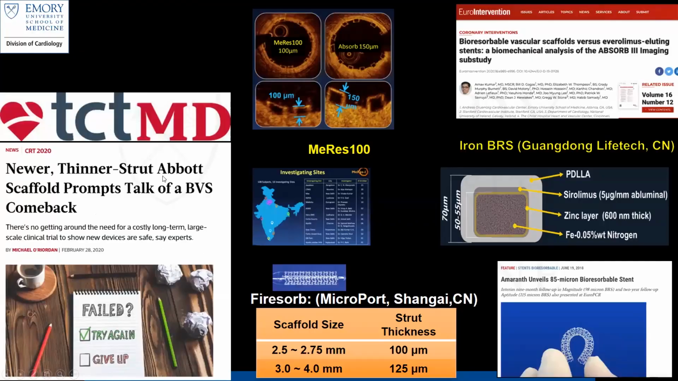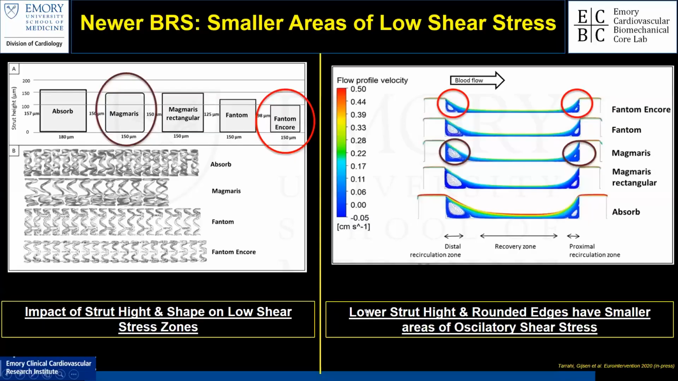So our paper got some press and prompted a talk about whether BRS stents with thinner, more streamlined stent design should be given a chance to come back. And indeed, several new BRS technologies with more favorable hemodynamic profiles are currently being tested across the globe.